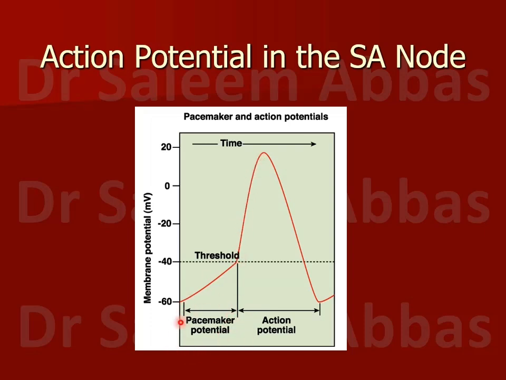So this pacemaker potential is because of the presence of the sodium leak channels. And when these leak channels were first discovered, they were named funny channels. Funny channels at that time. Okay, so many of the books also describe them as funny channels. Basically they are sodium calcium leak channels which are only present in the SA node.